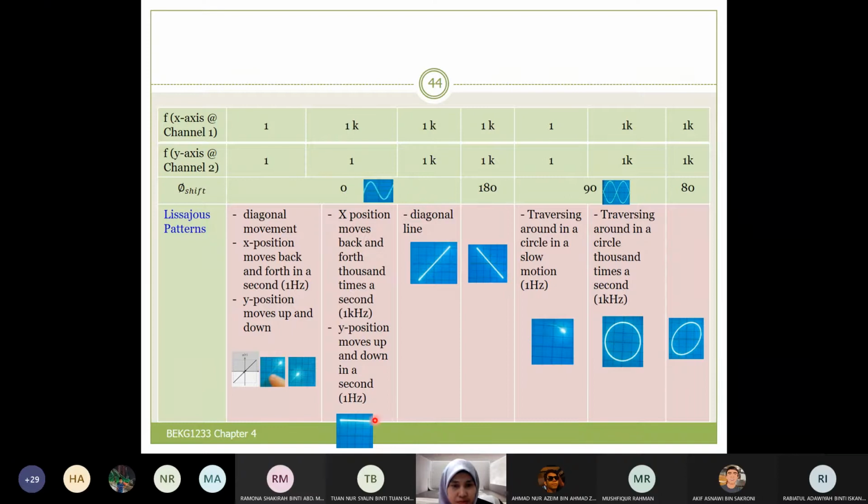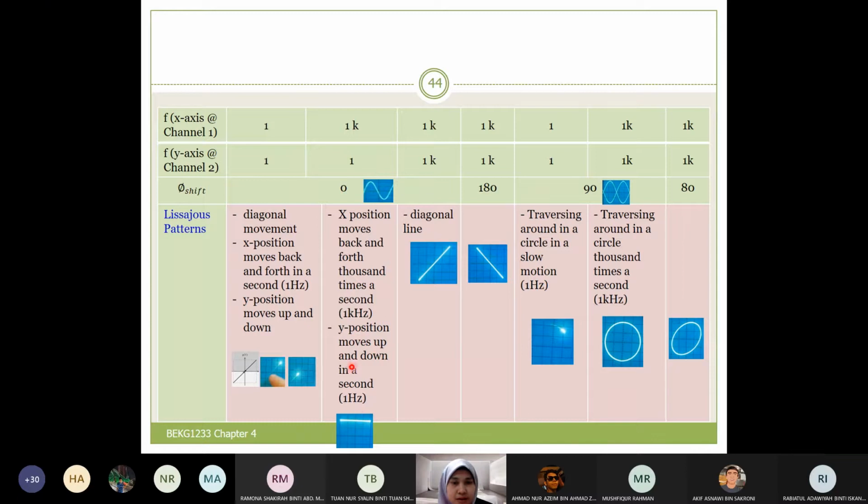Because it is 1,000 times in a second, we can see the line on the screen, rather than 1 Hz, where we can see the dot moving in a diagonal movement. Because of 1K, the movement is very fast. It is 1,000 in a second, so we see the line.